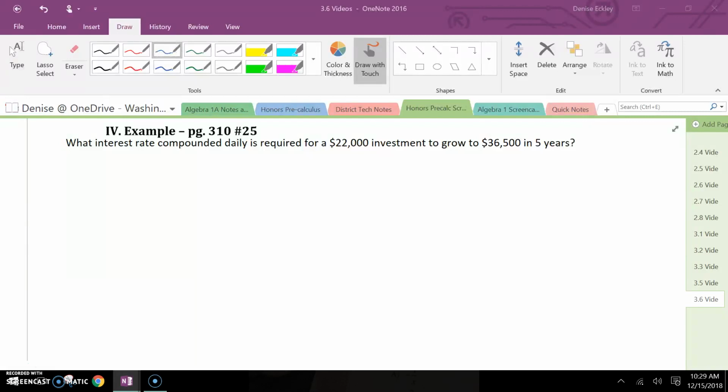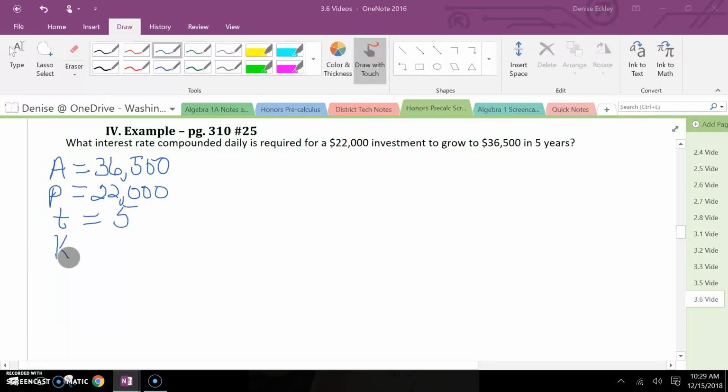in that time. So we know what we want to end up with. We want to end up with an investment value of $36,500, that we're starting with $22,000, that the bank is going to give us this time, 5 years, that we're getting compounded daily, so that's 365 days. And what we don't know is what interest rate will get us there.